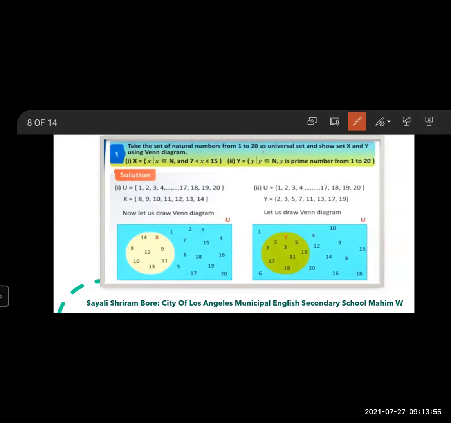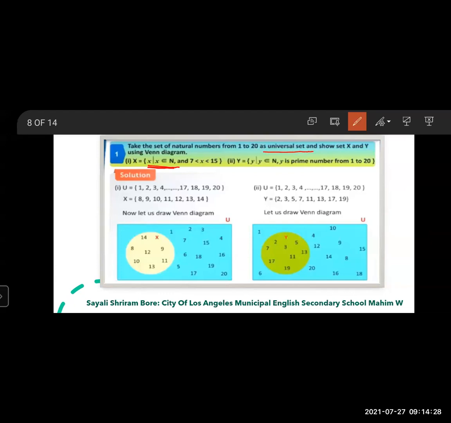Now, this particular universal set, as I told you, we are going to study in detail. Right now we are doing the Venn diagram, so let us understand the Venn diagram. I will explain, but first two sets are given, that is the set X and set Y. Now in set X, what is the condition? See here, X belongs to natural numbers. That means 1, 2, 3, 4, 5, and so on.